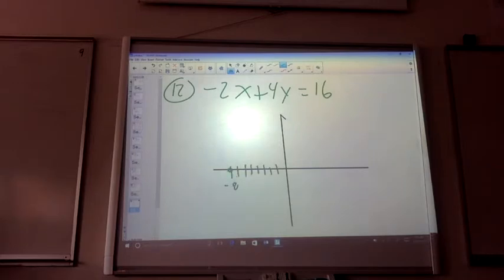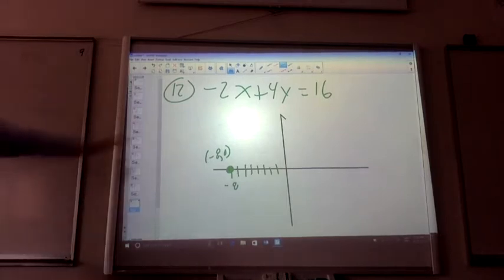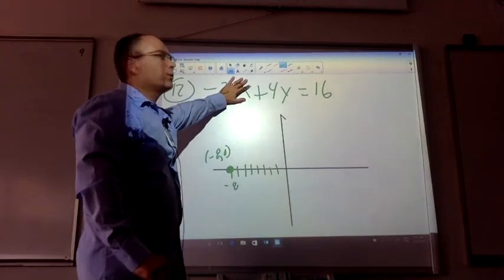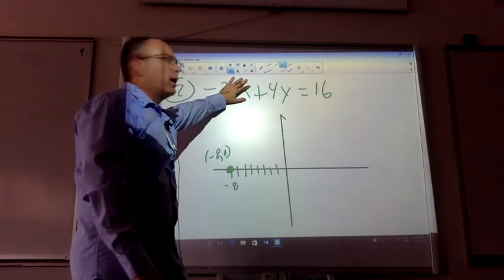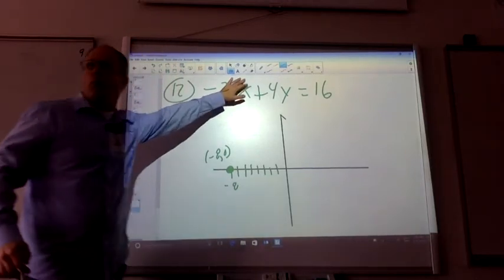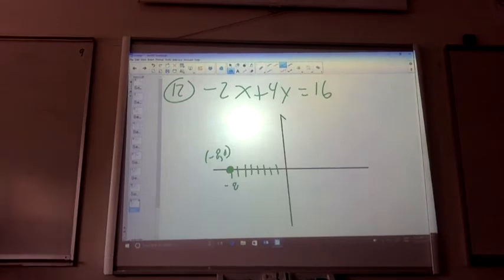So what point is this right here? Negative 8 and 0. All right, let's figure out where it's going to cross the y-axis. So I'm going to cover up the x component. So 4 times y equals 16. So 4 times what gives me 16? 4. 4 times 4. Cool. All right, and then just connect the dots.